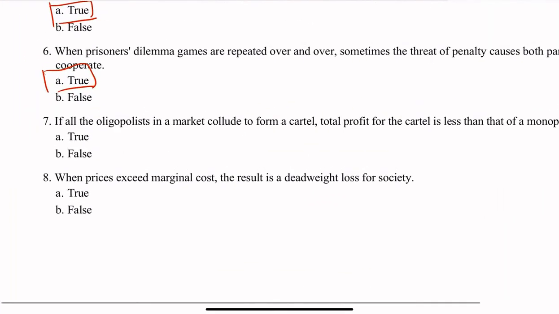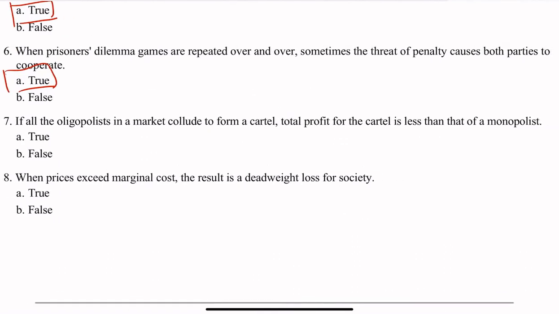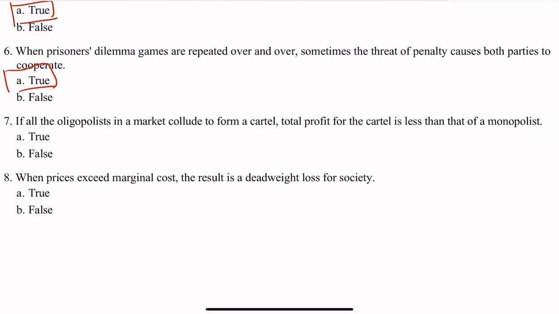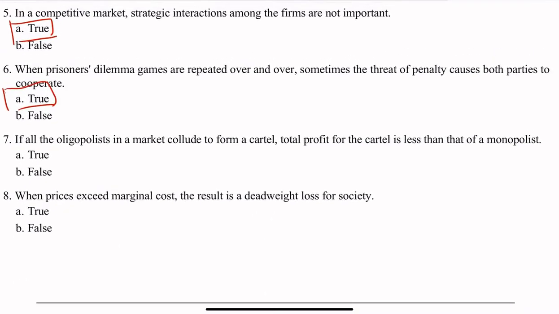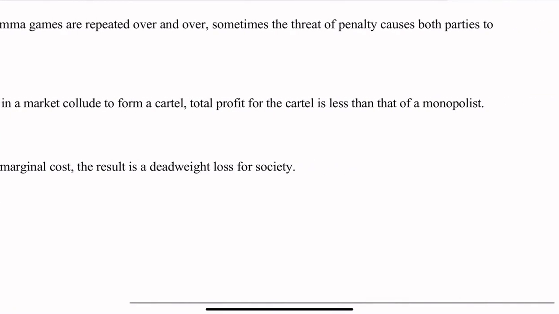Seventh, if all the oligopolists in a market collude to form a cartel, total profit for the cartel is less than that of a monopolist. Well, this one is false because here all the firms in the oligopoly market form a cartel, which means they will act like a monopolist. They will cooperate, right? So in this case, the total profit for the cartel should be exactly the same as the monopolist.